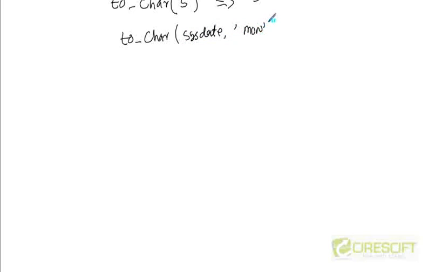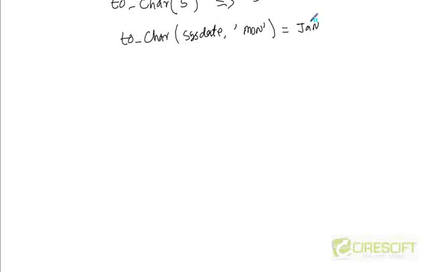Then let's discuss something called built-in functions. Let's say we have a function called toChar. This is a standard function that we use in SQL and also in PL/SQL. For example, if to_char(5), this is going to give me a character representation of 5. If I say to_char and then give a date, say sysdate, and then a format string, say mon, this is going to give me, say, January.